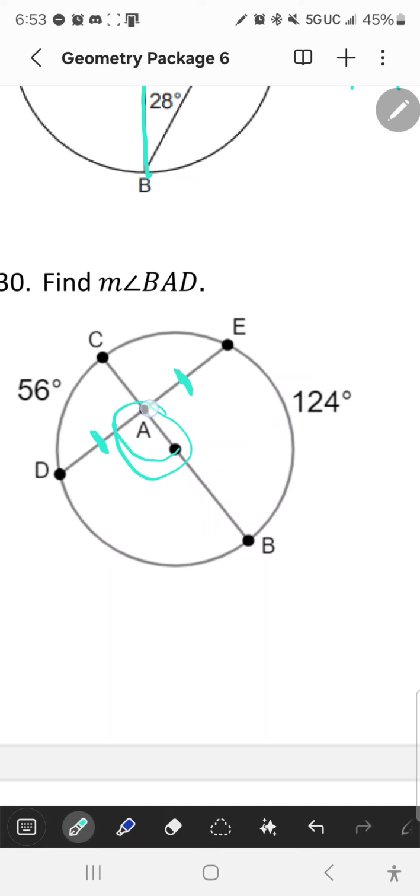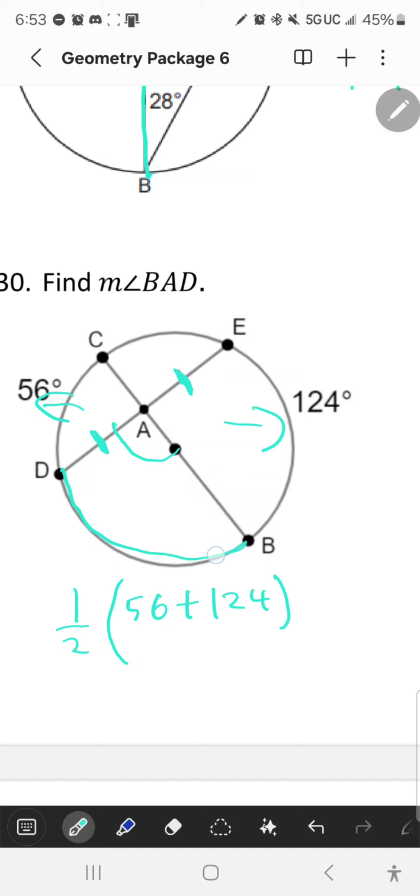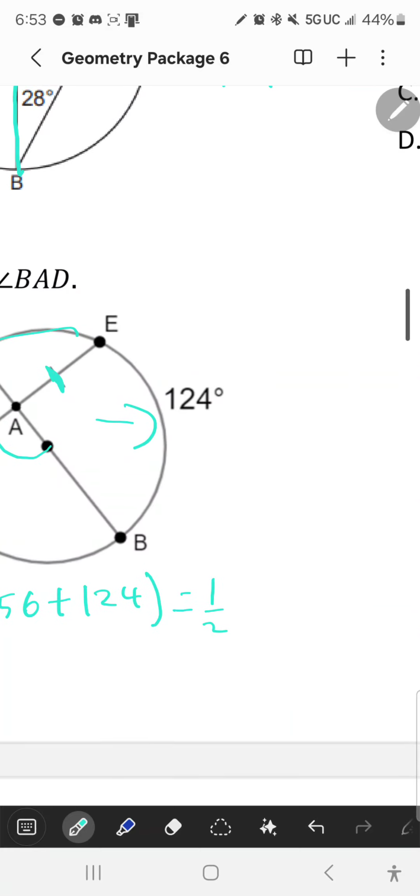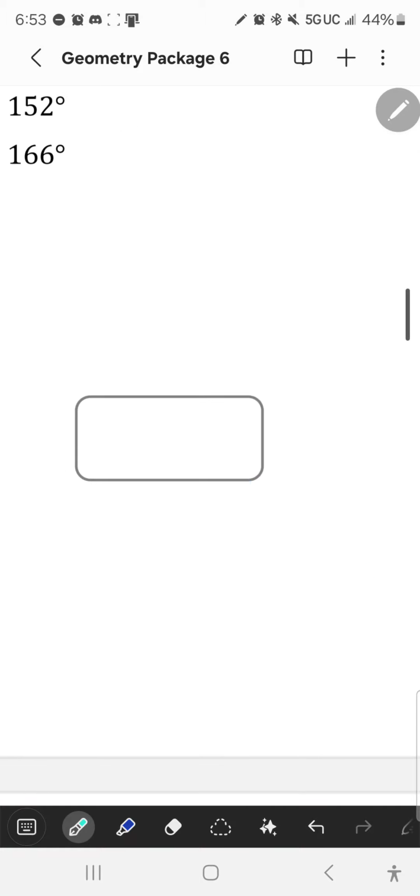So if we want to know this angle, we need to do half of the sum of the others. So it's going to be 56 plus 124, the sum of the ones that are not its arc. That's the parallel arcs, the one to the side. So it will be one half of 56 plus 124, which is 180, and a half of 180 is 90. So the measure of BAD is 90.